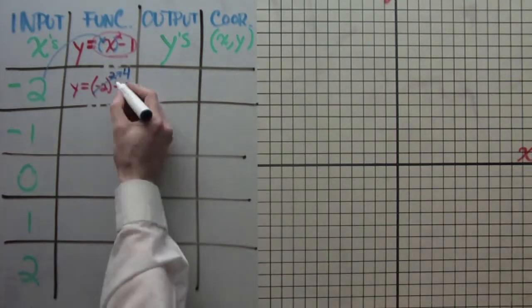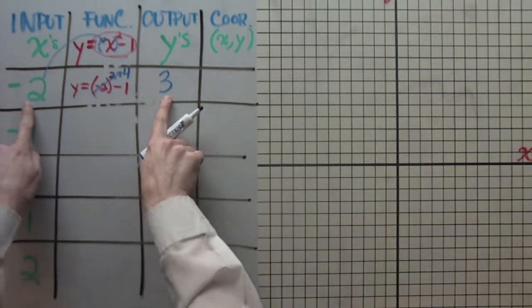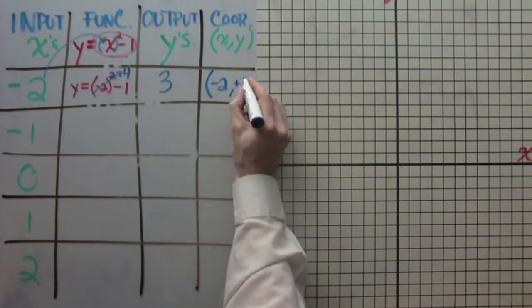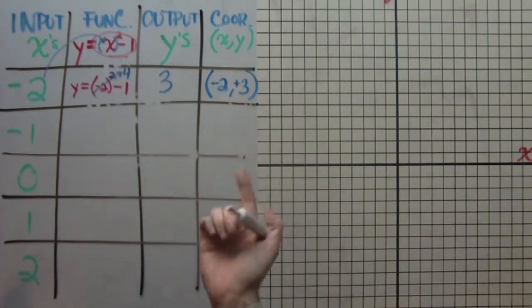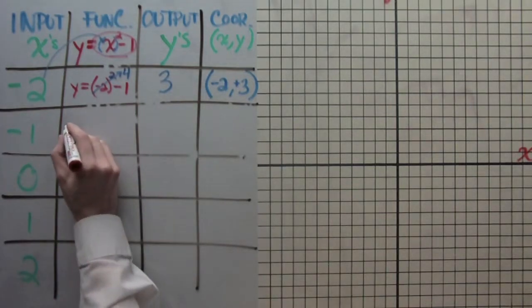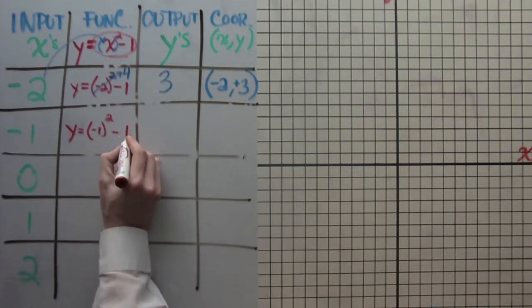Now if you do 4 minus 1, what are you left with? +3. So the combination of these, therefore, the first coordinate will be -2, +3. You don't have to put the +3, but I like to. In your next space, you substitute -1. So in place of x, we stick -1 squared minus 1.